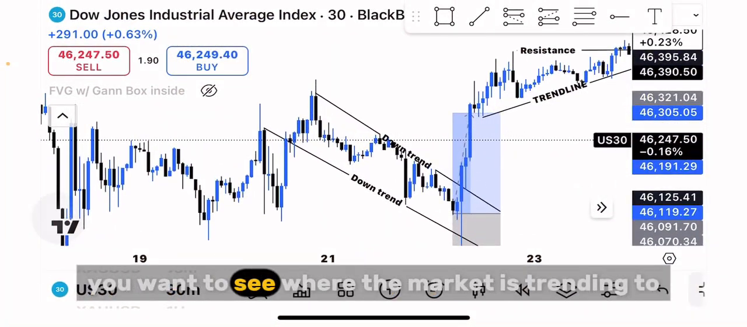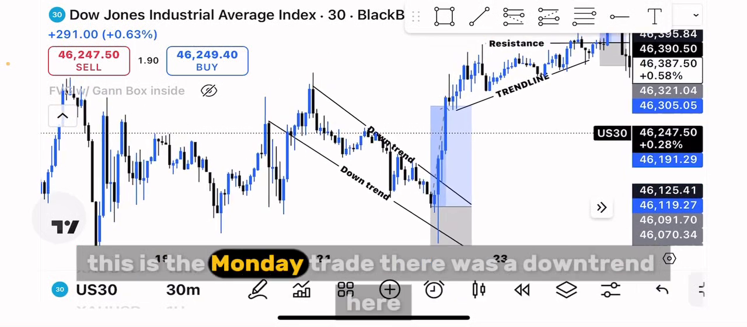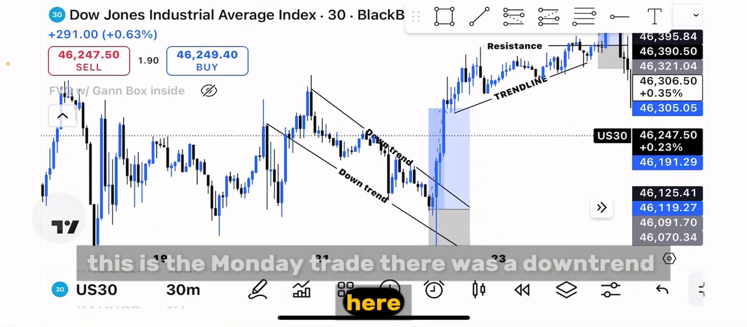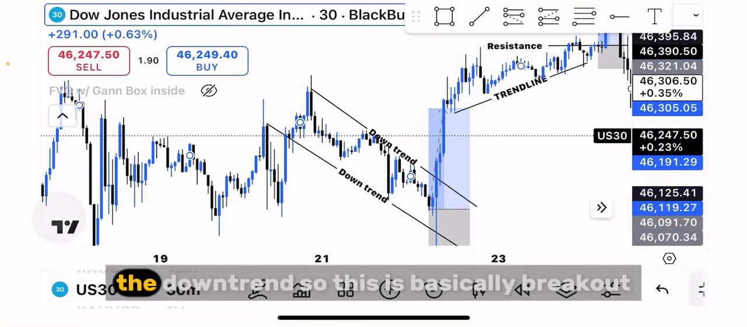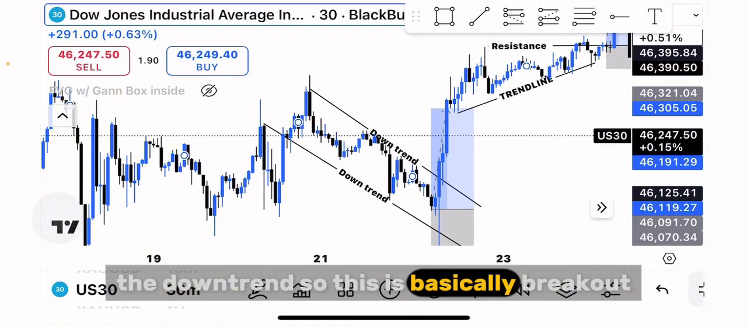So first thing first, you want to see where the market is trending to. This is the Monday trade. There was a downtrend here. As you can see, this is a downtrend. So this is basically a breakout I'm trading.